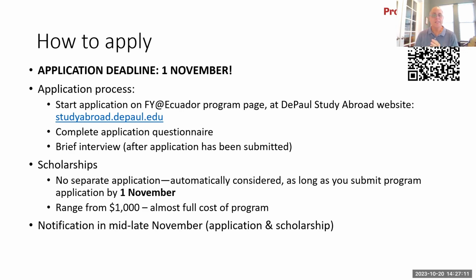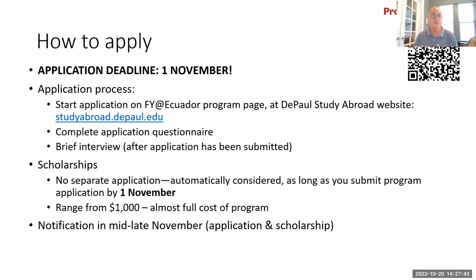There's no separate scholarship application. So if you are interested in scholarship funding for this, as long as you apply to the program by November 1st, then you'll automatically be considered for our scholarships. And we look at your academics and your financial situation from the financial aid office to determine scholarships. And if you get accepted to the program, we're going to let you know you were accepted to the program. And usually by the next day, you get another email that lets you know if you got a scholarship, and if so, how much that scholarship is. And those scholarships range from $1,000 up to almost the full cost of the program.